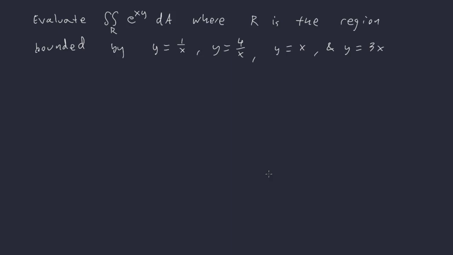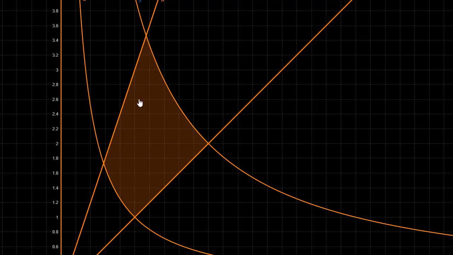All right, so for this example, let's evaluate the double integral over R of e to the x, y, dA, where R is the region bounded by y equals 1 over x, y equals 4 over x, y equals x, and y equals 3x. This is essentially the example we looked at earlier. Let's see if I still have the graph at the ready. Yeah, it's this region here.